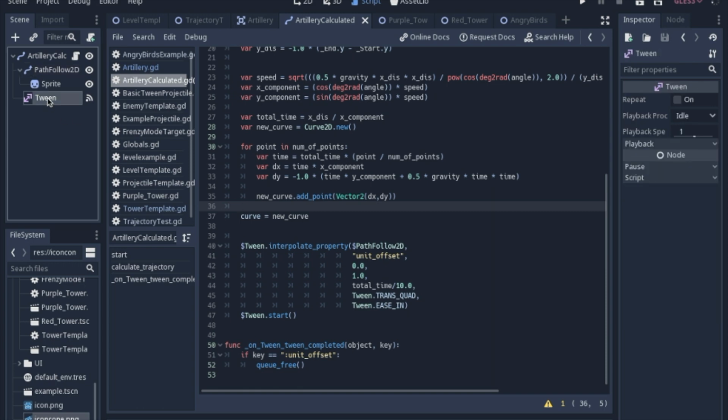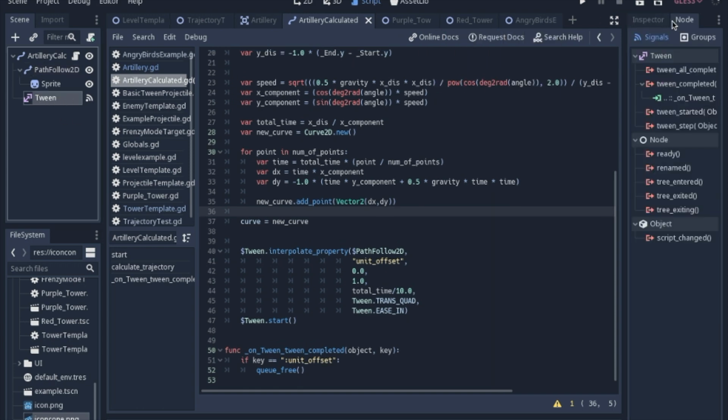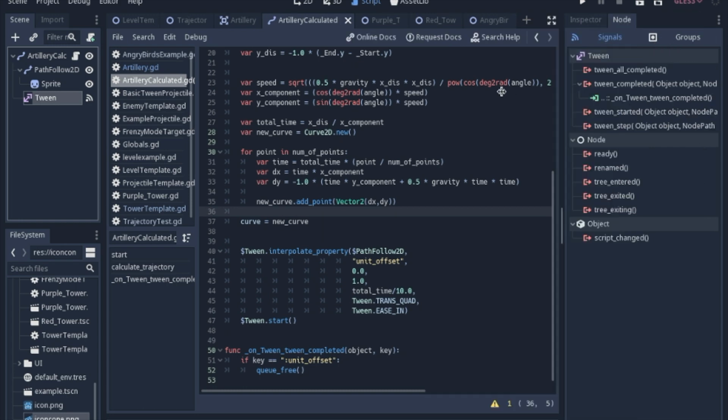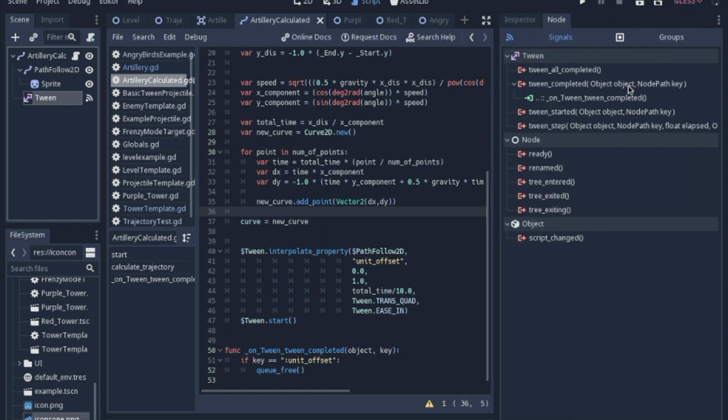And the last thing I should mention is in the tween node, there is a signal called tween completed. When a tween is completed, if the key is unit offset, so you need this colon here and unit offset, that way it knows what it was tweening. If it was the unit offset that the tween completed, we're going to queue free, or make the bullet disappear.